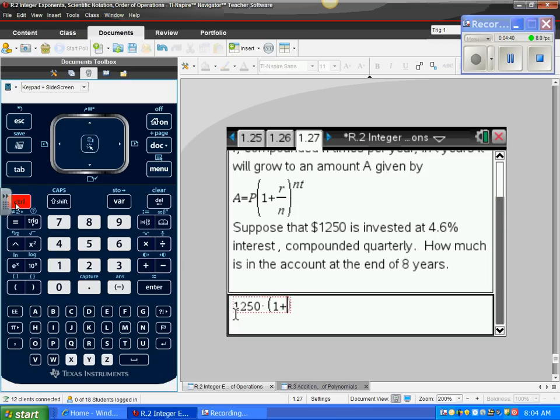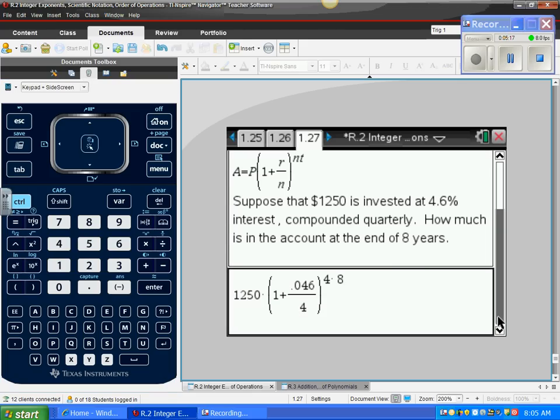1 plus, put in our fraction, the rate, and remember rate can't be written as a percent, it has to be written as a decimal, so 0.046, divided by n, which stood for the number of times compounded per year. And if it's compounded quarterly, how many quarters would be in 1 year? That would be 4. And then raised to the number of times compounded times the number of years, which is 8. So when we hit enter, that should have given me my answer. It doesn't look like it did.